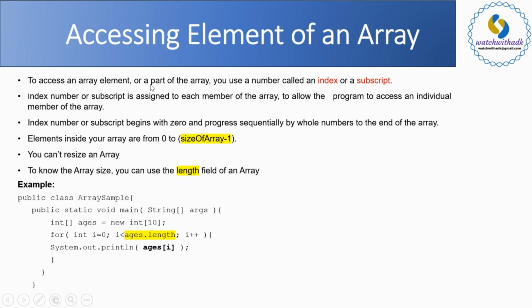Okay, so how do we access the element of an array? To access an array element or a part of the array, you use a number called an index or subscript. An index number or subscript is assigned to each member of the array to allow the program to access an individual member of the array. Index number or subscript begins with 0 and progresses sequentially by whole numbers to the end of an array.